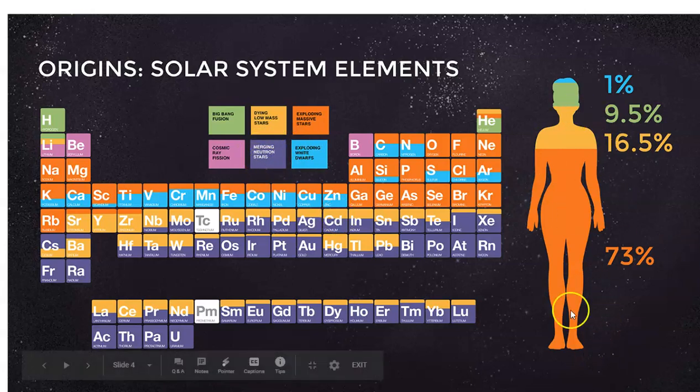So here's you again. 73% of you is created in exploding massive stars. 16% is in low mass stars. So that gives you about 90% of you is made in stars. So most of us are stardust, over 90%. And then 1% is some exploding white dwarfs, which we don't really get into. And then, of course, the 9.5 is the hydrogen right there.